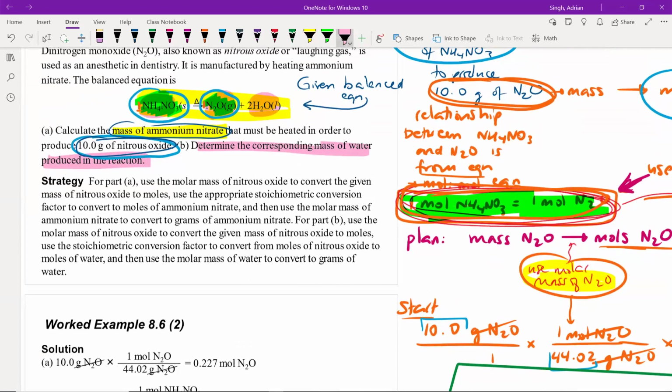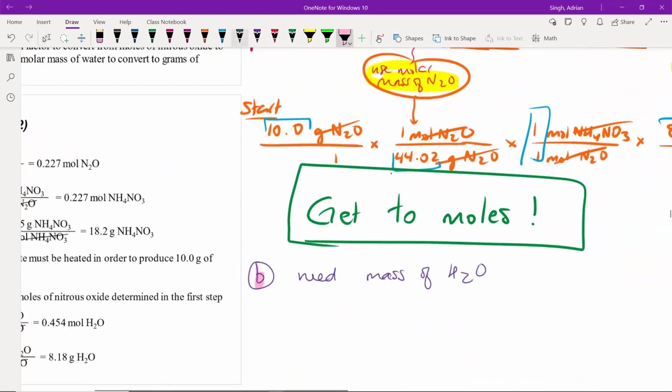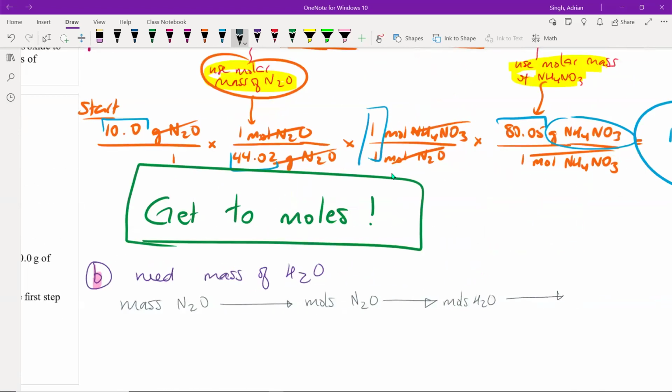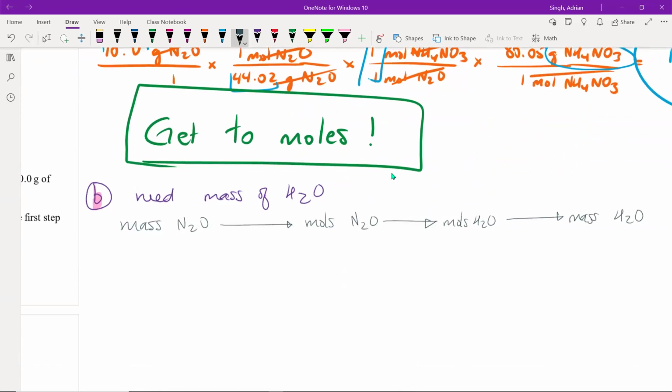Again, our plan is going to be very similar, except now we're trying to relate two different things. So our plan here is to start off with what we're given. We have the mass of the N2O. We're going to convert that to moles of N2O. Getting to moles is key, and that's the same first step that we did in the one above. Now I want to convert that to moles of H2O, and then I can get to the mass of the H2O. So a very similar set of steps.